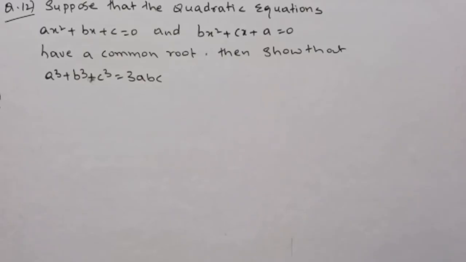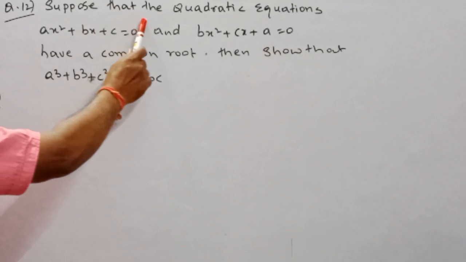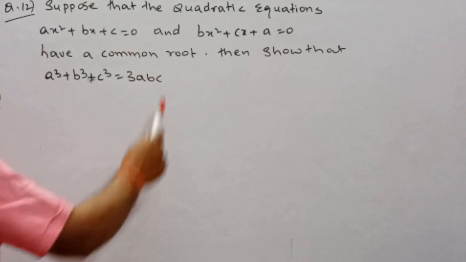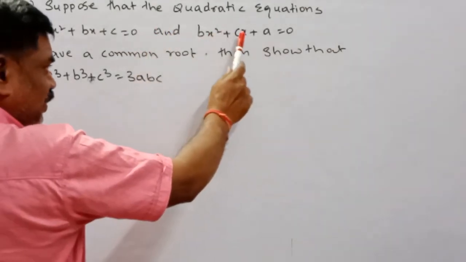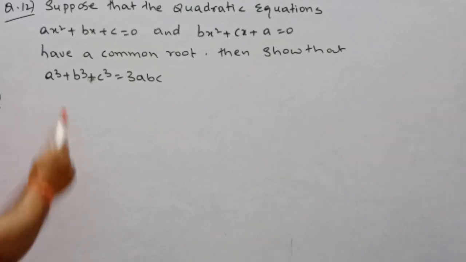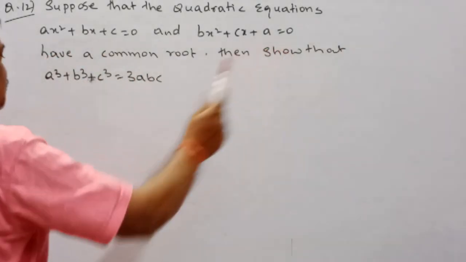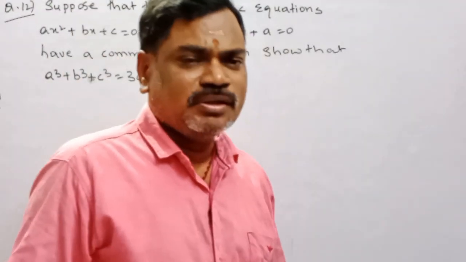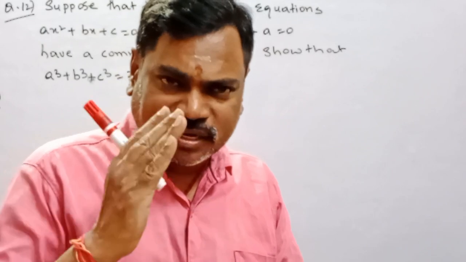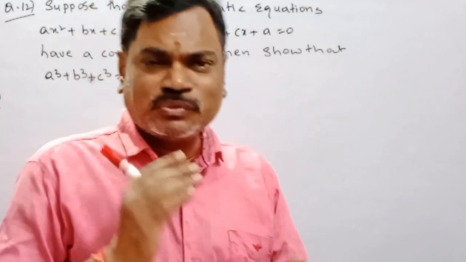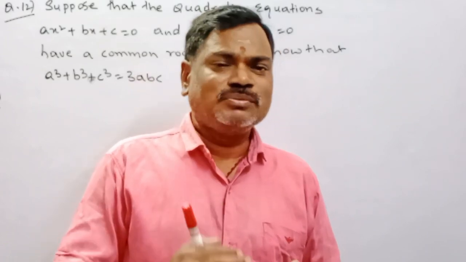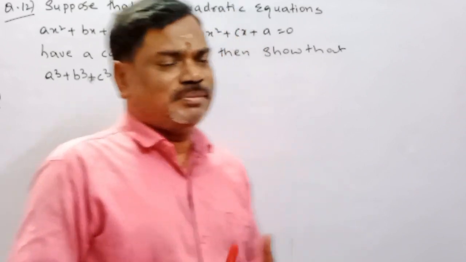We have one more problem from quadratic equations. Suppose that the quadratic equations ax square plus bx plus c equal to 0 and bx square plus cx plus a equal to 0 have a common root. Then show that a cube plus b cube plus c cube is equal to 3abc. Two quadratic equations are given, and the condition is that they have a common root. Then we have to show that a cube plus b cube plus c cube is equal to 3abc.